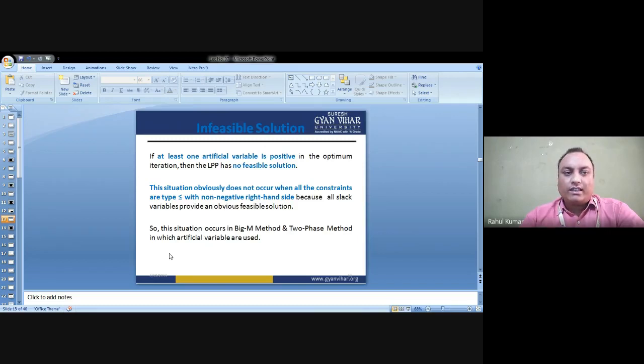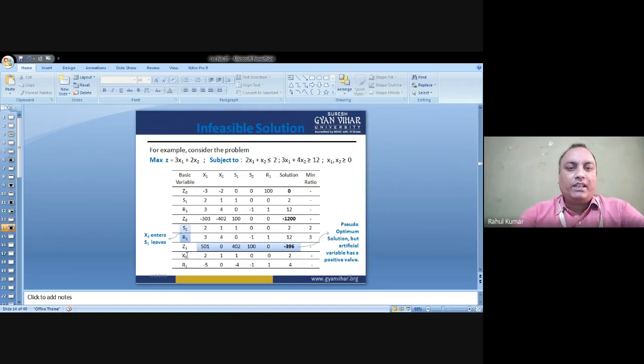So this situation occurs in the big M method and the two-phase method, in which artificial variables are used. For the better understanding of the infeasible solution, we consider here one example. This example gives the infeasible solution problem.